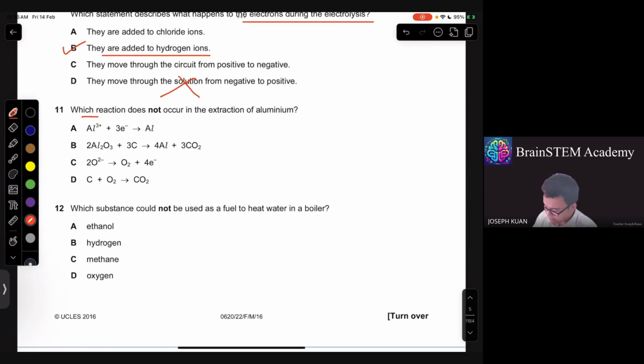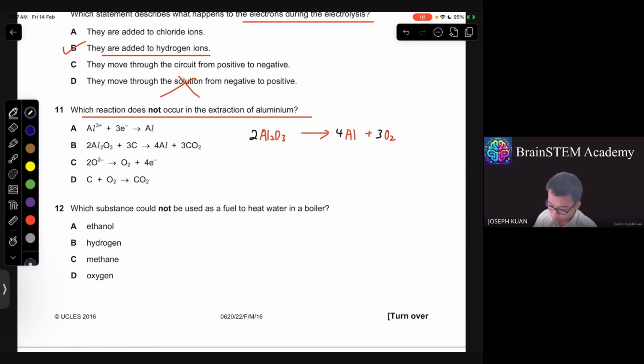Question 11, which reaction does not occur in the extraction of aluminium? So extraction of aluminium basically refers to our aluminium oxide getting modified and turned into pure aluminium and oxygen gas. So in this process, in terms of the half equations, aluminium ions are getting reduced into aluminium atoms. Our oxide ions are getting oxidized to form oxygen gas. This happens at the cathode, this happens at the anode.